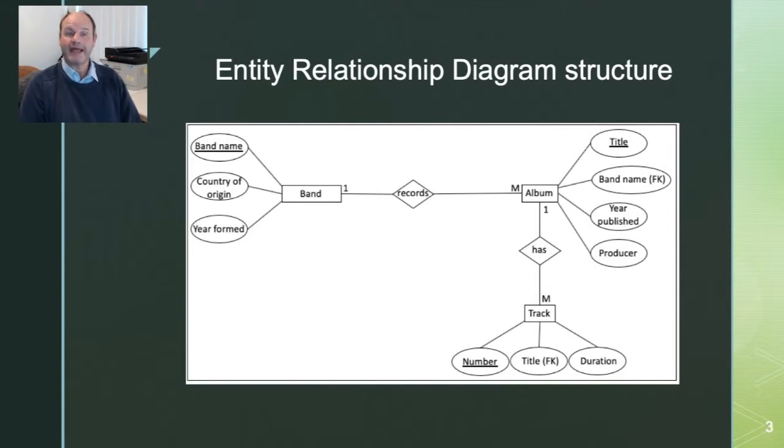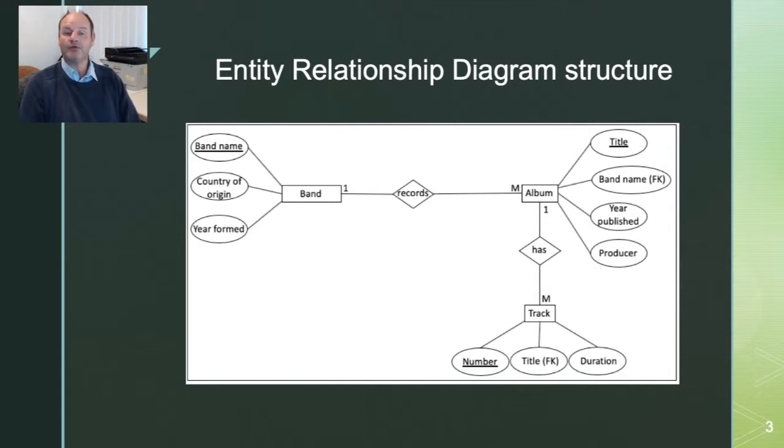The 1 to M is an example of cardinality. Cardinality describes the type of relationship. It can be a 1 to 1, a 1 to M, M meaning many, so it can be a 1 to many, as in this case, many to one, or many to many. We will look at cardinality in more detail later on.